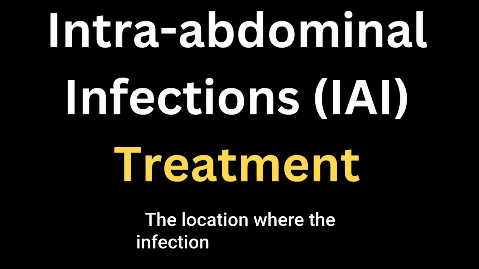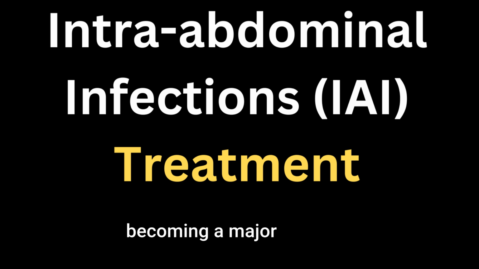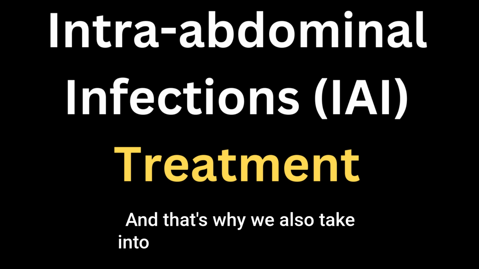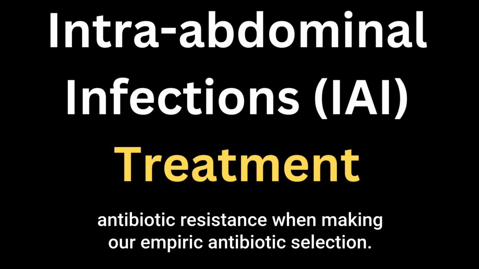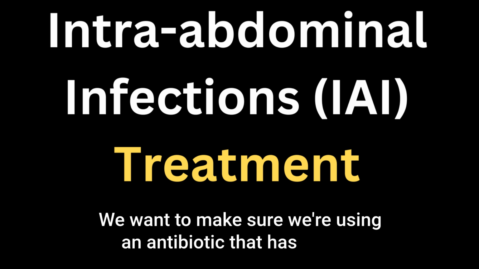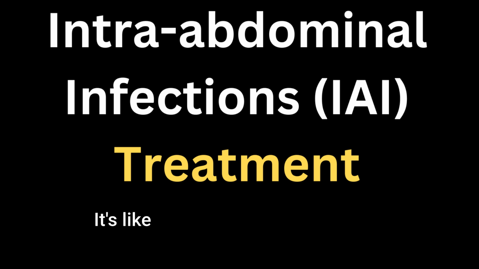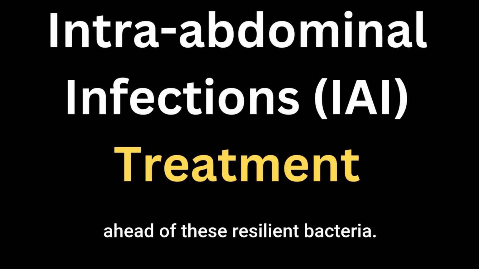The location where the infection was acquired is another important clue. Infections acquired in the community are often caused by different bacteria than those acquired in a hospital setting, which tend to harbor more resistant strains. Oh, right. I've heard about those antibiotic-resistant bacteria that are becoming a major concern. They can be incredibly challenging to treat. They are. And that's why we also take into account local patterns of antibiotic resistance when making our empiric antibiotic selection. We want to make sure we're using an antibiotic that has a good chance of being effective against the bacteria circulating in the patient's community or hospital. It's like a constantly evolving chess match, trying to stay one step ahead of these resilient bacteria.